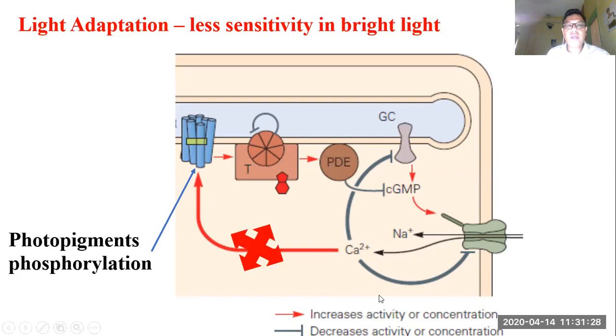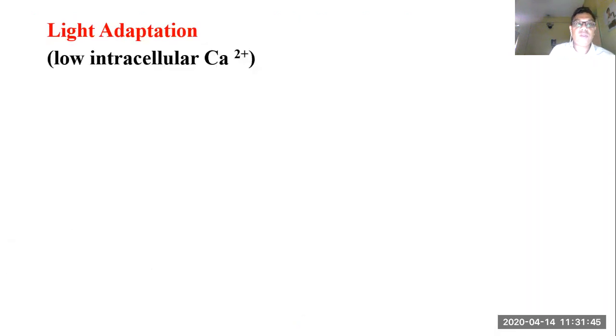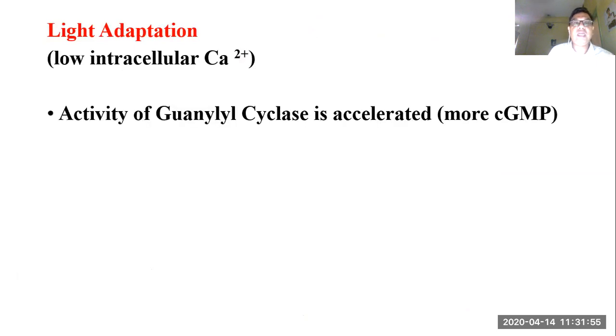So let us see what happens. When calcium is not around, this phosphorylation will stop. This inhibition of cyclic GMP, the inhibition of manufacture of cyclic GMP by guanylyl cyclase will stop, and also the direct inhibition of the opening of the gate will stop. So light adaptation, that is when the person walks into a brightly lit area from a dark room, happens faster than dark adaptation. What happens is that the activity of guanylyl cyclase is accelerated, more cyclic GMP is manufactured, thereby opening the gate.